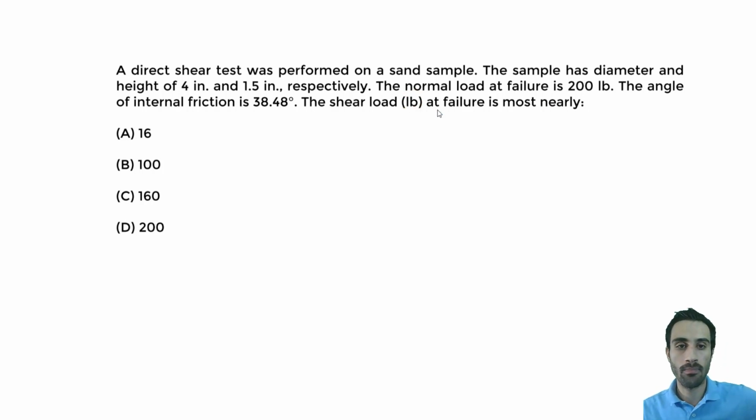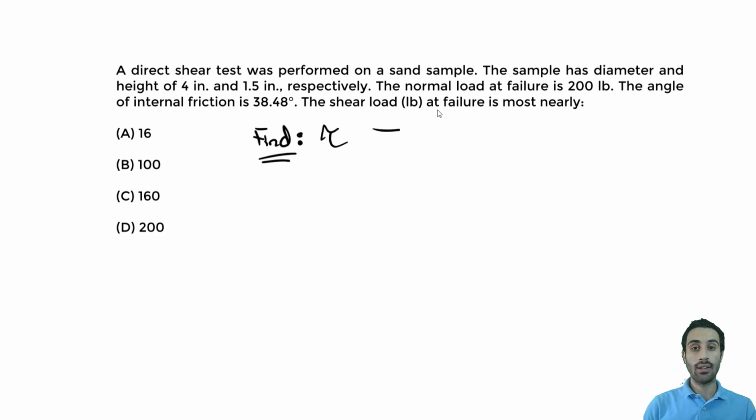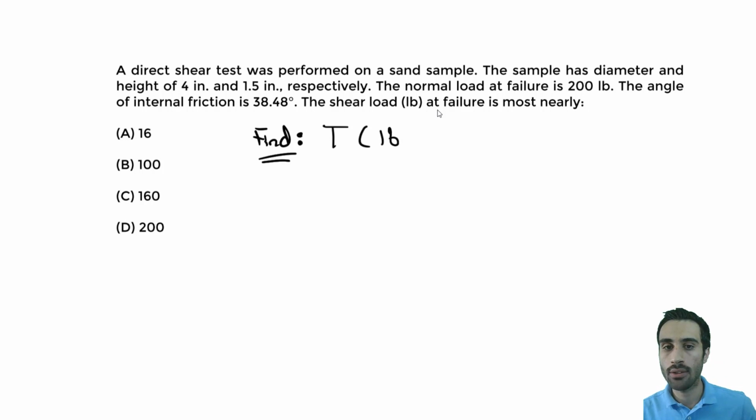So what's the goal? We want to find the shear load. Remember, shear load, if we use the FE Handbook, is it this or is it this? Shear load is a force. Shear load is the same thing as shear force. So it's just T. That's going to be the force in pounds, and that's what we want to find. It's just capital T. It's not tau. Tau is always shear stress. So that's the goal. We want to find that in units of pounds.